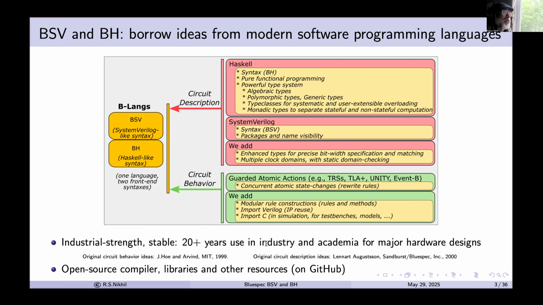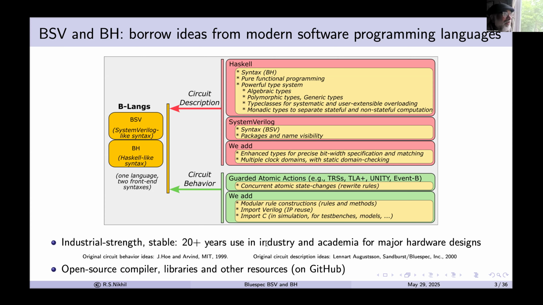For one of the two languages, BH, the syntax is actually exactly Haskell, but it has the full power of Haskell: pure functional programming, powerful type system with algebraic types, polymorphic types, type classes for overloading, monadic types, the works. It's really everything you see in Haskell 98, although it's not Haskell, but all the ideas are taken from there.